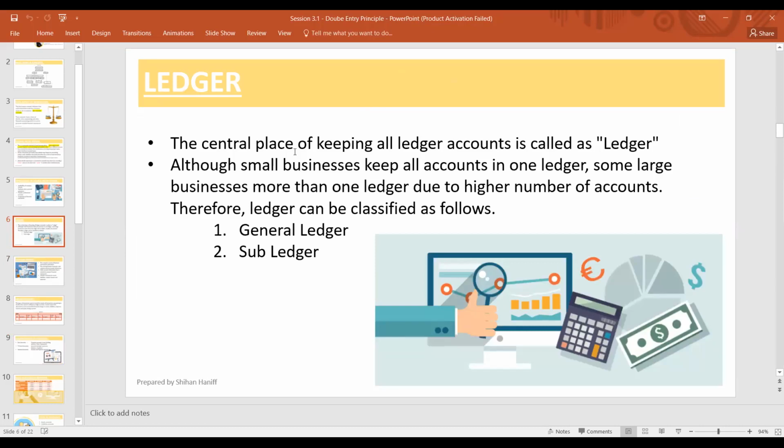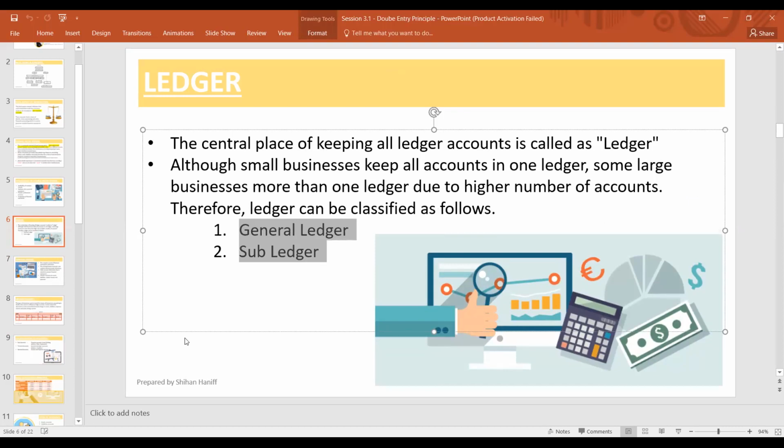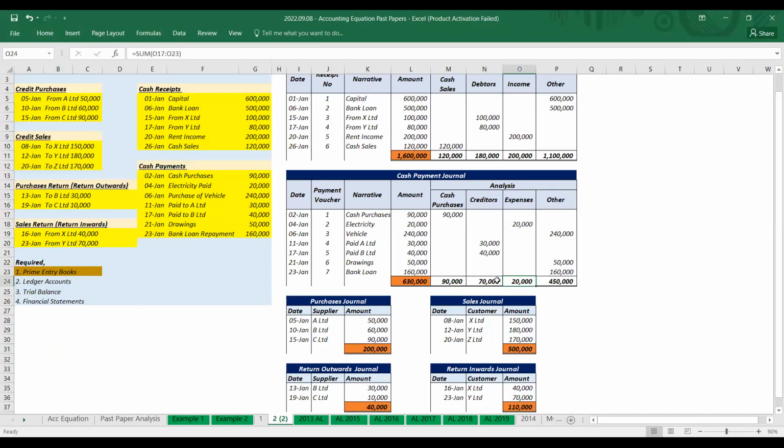So what I wanted to explain is the ledger. There is the general ledger and the sub ledger. The general ledger is the place where we have all the ledger accounts. In the sub ledger we have different types: debtors ledger, creditors ledger, stock ledger. In this question, I'll show the general ledger and the sub ledger both. Now let's prepare the ledger accounts, requirement number 2.